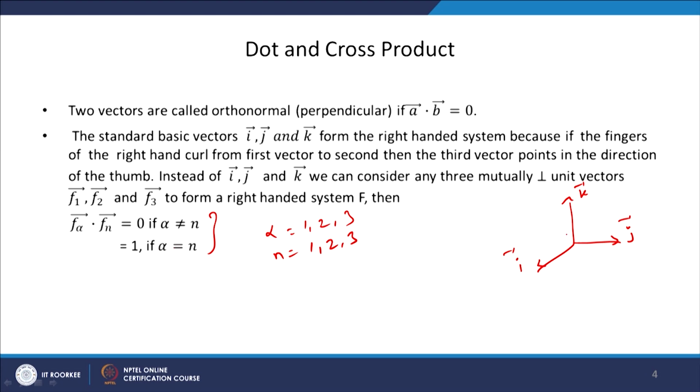So in the place of ijk, we can use any three mutually perpendicular vectors. So let us say f1, f2, f3 are three mutually perpendicular vectors. We can take them with the same origin O, then we call this also a coordinate frame.